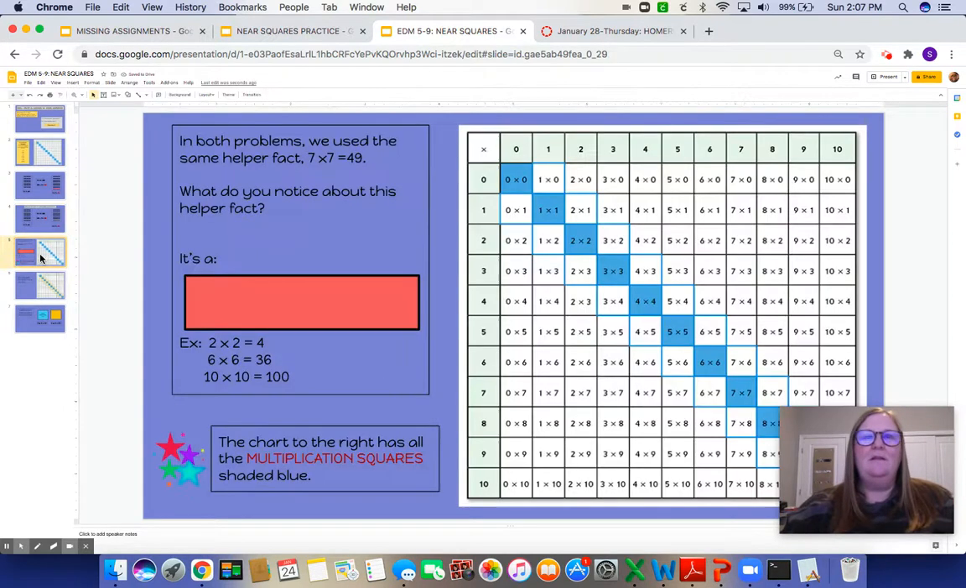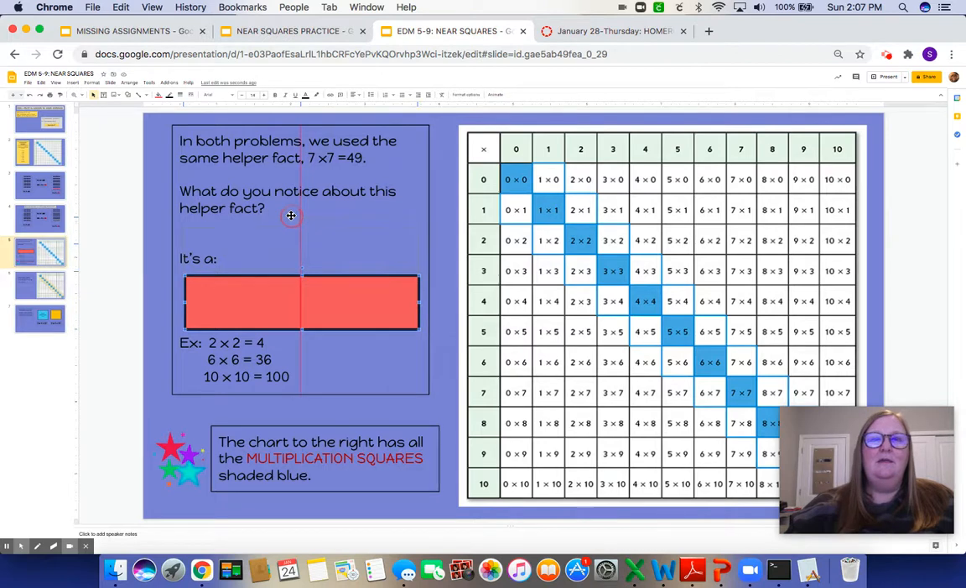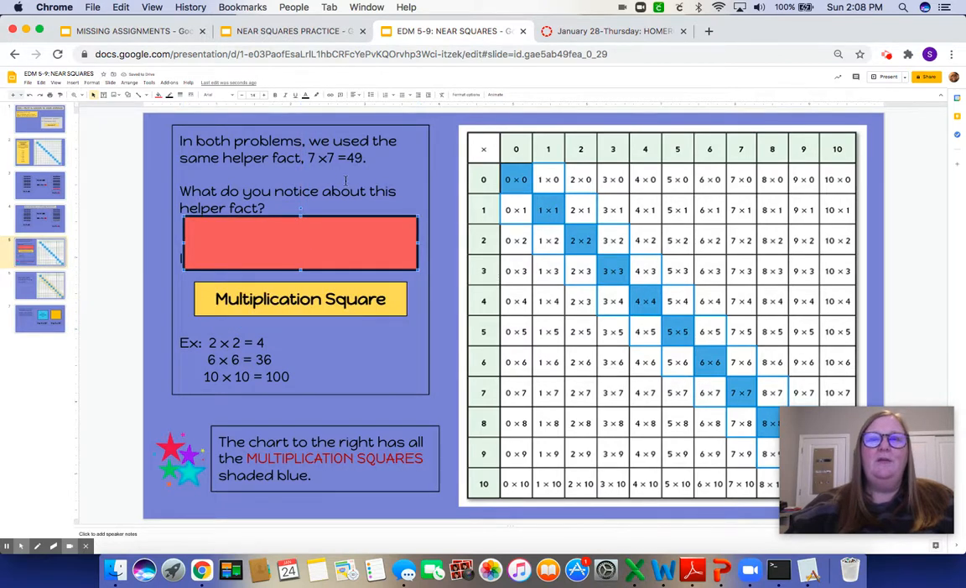All right, let's go back and see if we understand about these problems. In both problems, we used the same helper fact. We used 7 times 7 equals 49. What do you notice about this helper fact? Hopefully you notice that it is a multiplication square because we have the same factor, 7 times 7. They are the same and they equal 49. Here are some other examples of multiplication squares: 2 times 2, 6 times 6, and 10 times 10. And again, it just notes that the chart to the right has all the multiplication squares highlighted in blue.